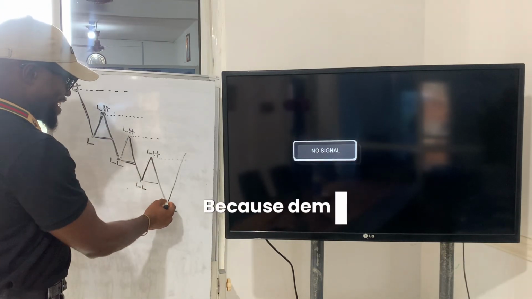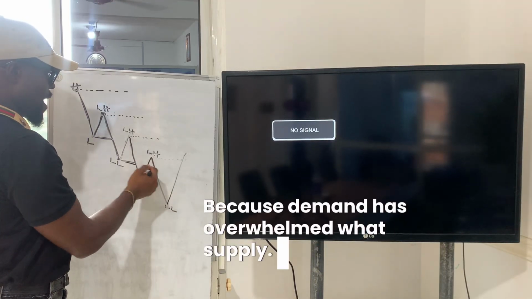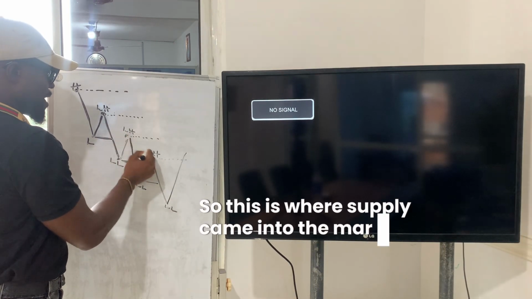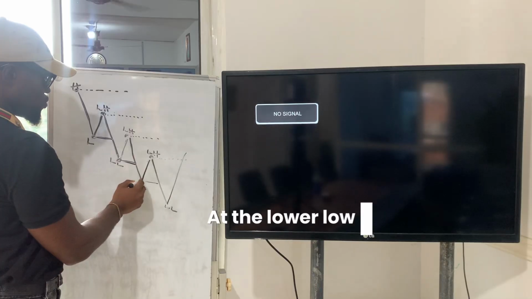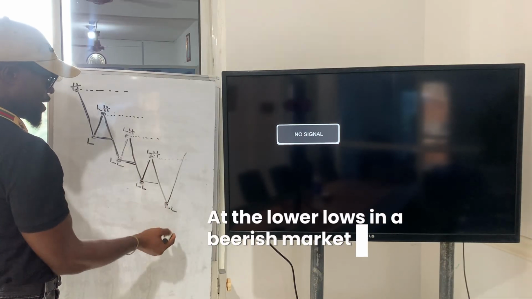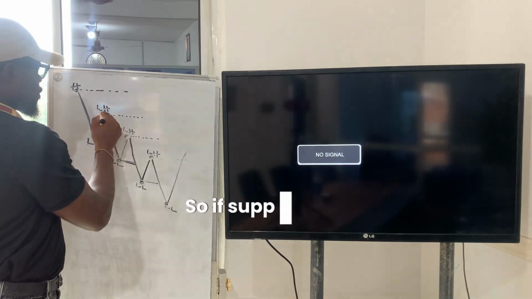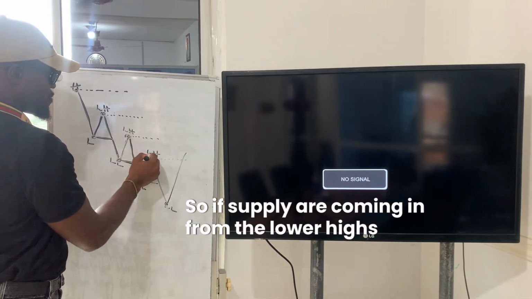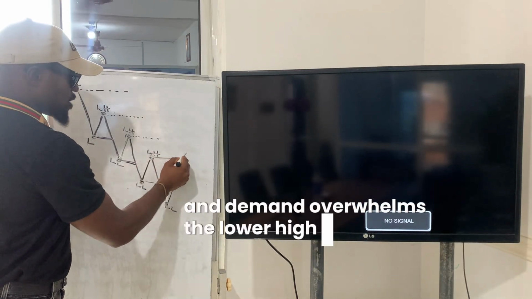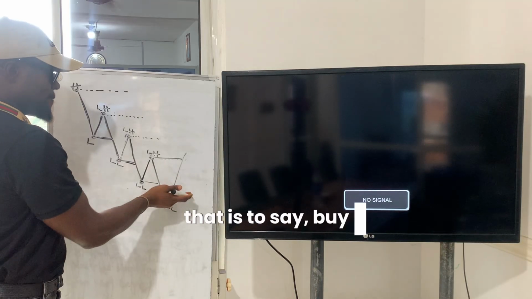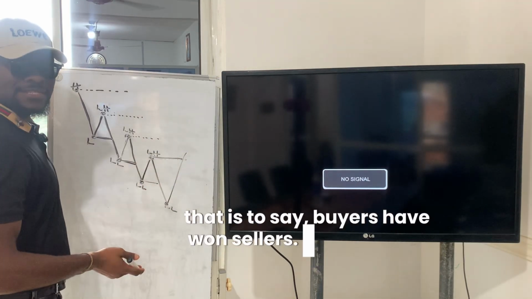because demand has overwhelmed supply. So this is where supply came into the market, right? And this is where demand came into the market at the lower lows in a bearish market. So if supply are coming in from the lower high structural points, and demand overwhelms the lower high structural points, that is to say buyers have won over sellers, okay?